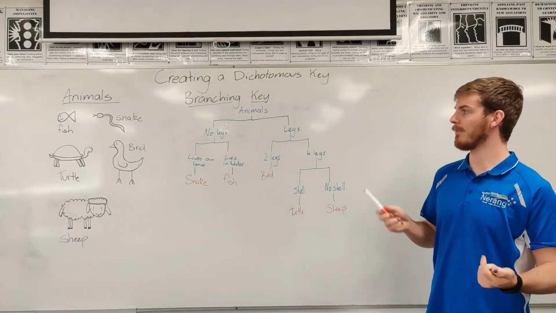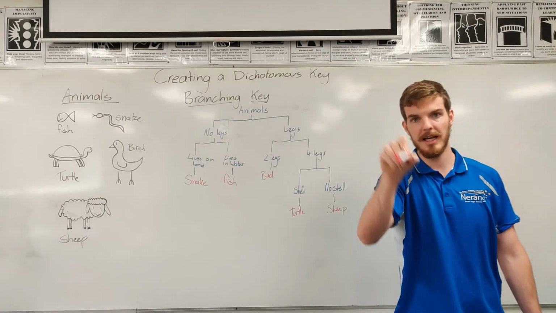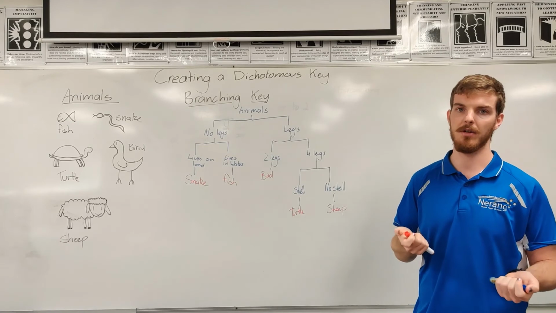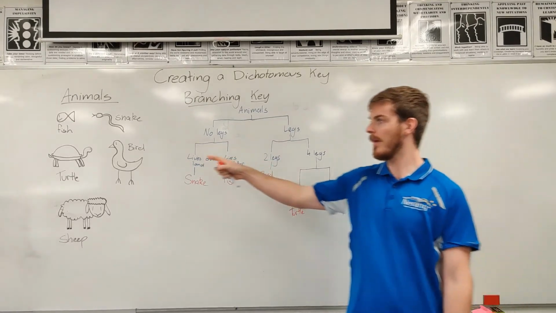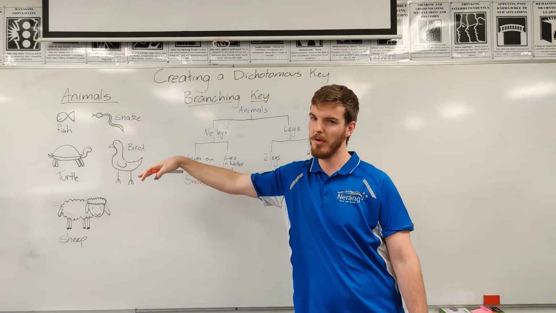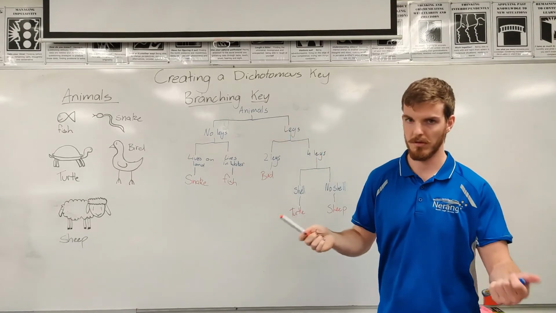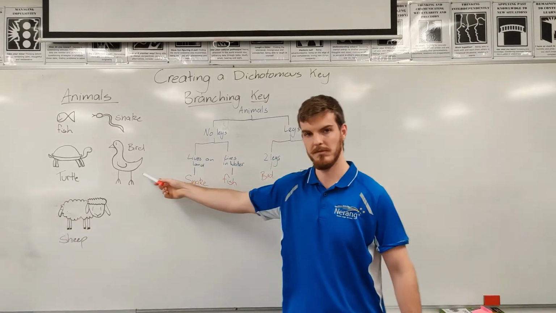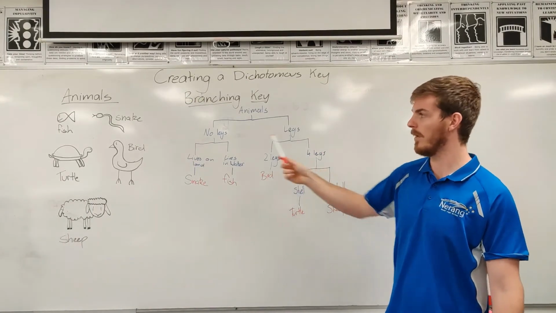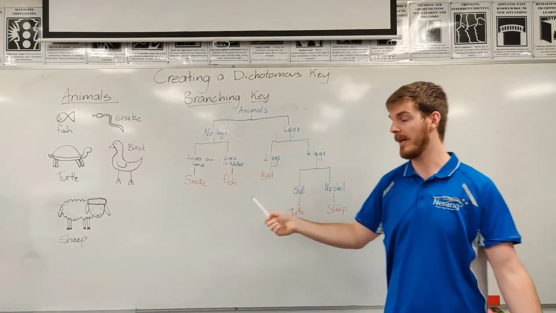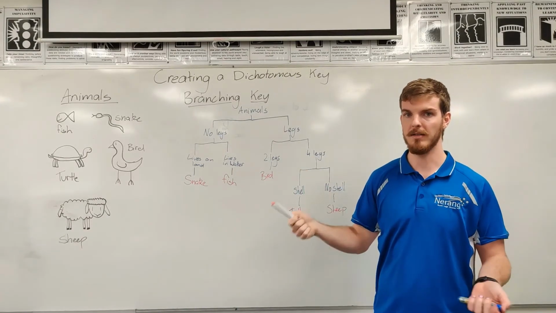So now we have a branching dichotomous key, which means as long as you follow the line and keep answering the questions, you will end up at your animal. So if I was like, alright, I don't know what this one is. Pretend we don't know what bird is. Let's follow it. Is it an animal? Yes. Does it have legs? Yeah, it's got legs. How many legs does it have? 2 or 4? Well, this one here has 2 legs. Down to 2 legs? The name of that one is bird.